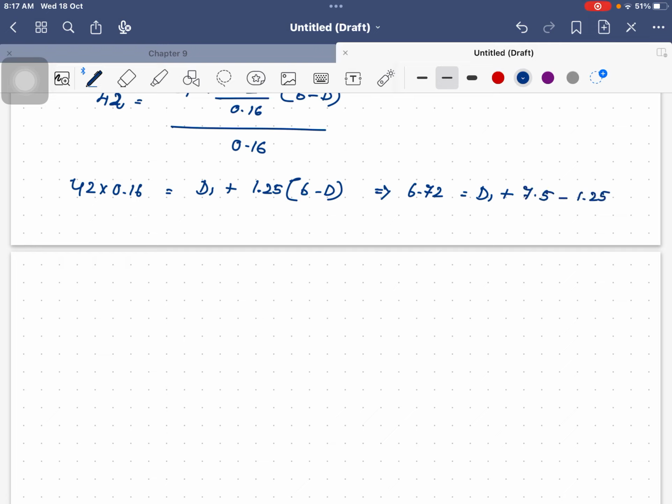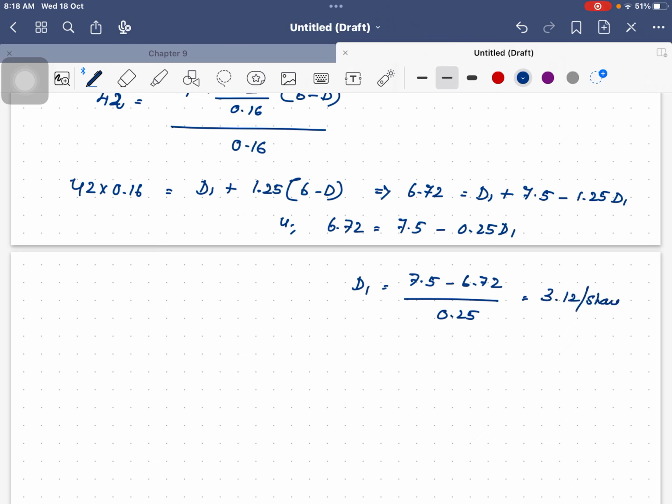minus 1.25 D1. So 6.72 is equal to 7.5 minus 0.25 D1, or D1 is equal to 7.5 minus 6.72 divided by 0.25. 7.5 minus 6.72 is 0.78, divided by 0.25, that is 3.12 per share. So E is 6 and D is 3.12.